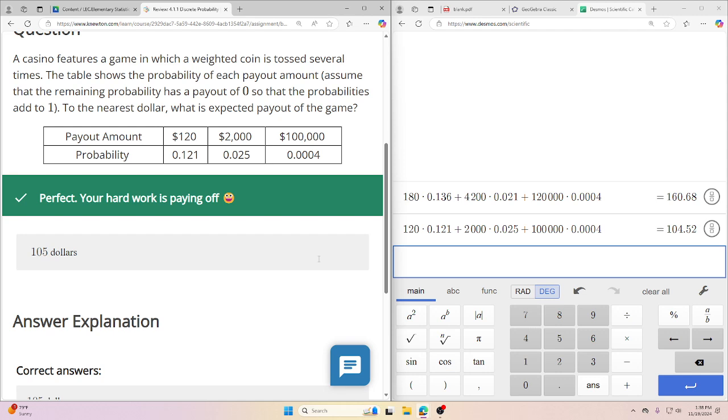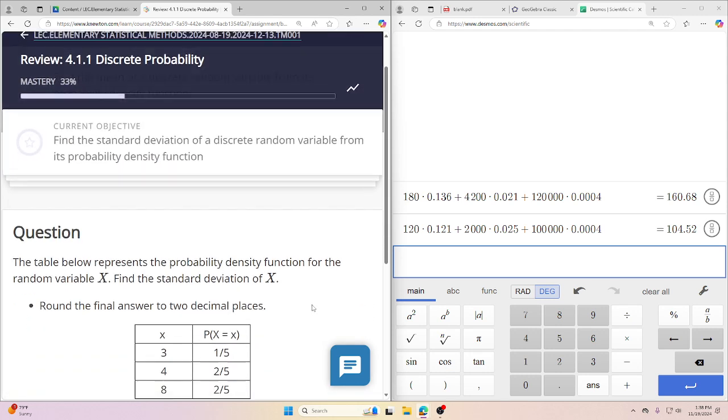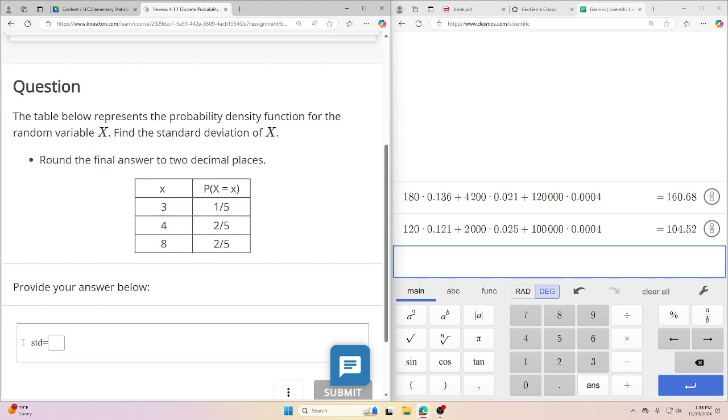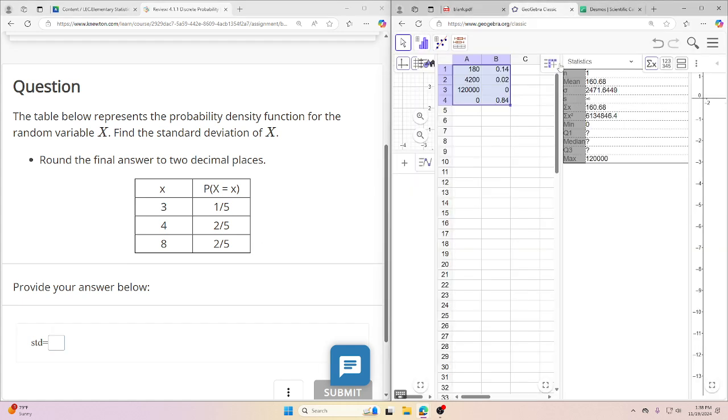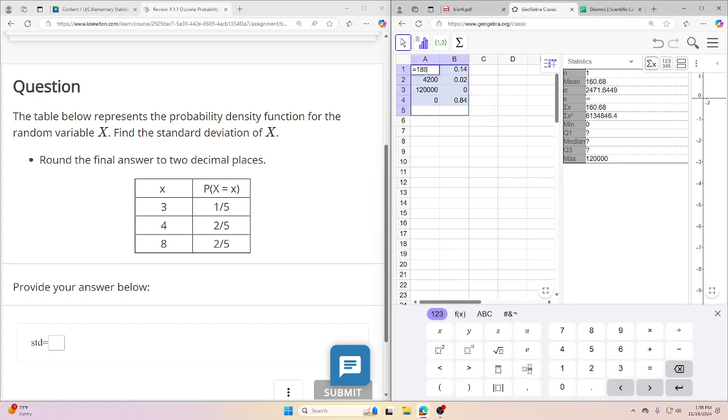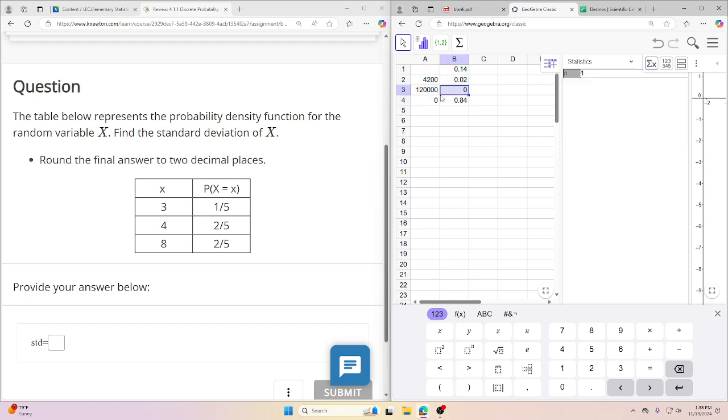Cool. Any questions? Okay, let's see what else we've got. Oh, this is the same style. Notice again, oh no, it says standard deviation. Right? GeoGebra. If you had to do this by hand, that would be way too long.